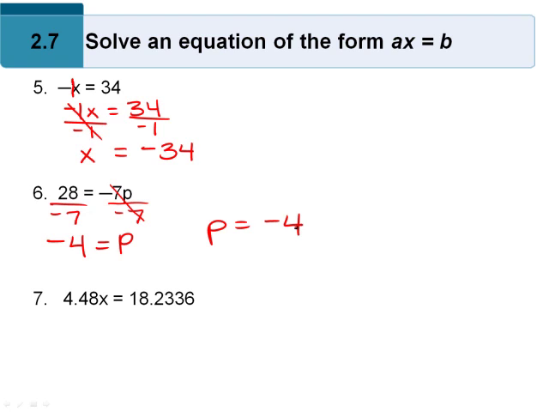Now, look at number 7. I'm glad I looked through this section before I started this video because now I have to find my calculator. I went and got it.